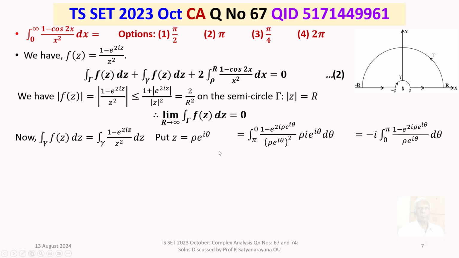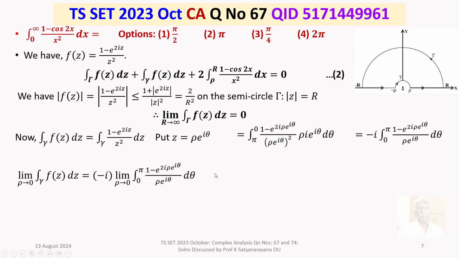Agreed. Now what happens? Limit rho tends to 0. That's what we want. Limit rho tends to 0 of integral taken along gamma f of z dz is equal to minus i into limit rho tends to 0 integral of 0 to pi of 1 minus e to the power of 2i rho e to the power of i theta by rho e to the power of i theta d theta. As rho tends to 0, 1 minus e power 0, 1 minus 1, you will get 0 by 0 form. And yes, limit rho tends to 0 will go inside also. Yes, 0 by 0 form, L'Hopital's rule will apply.